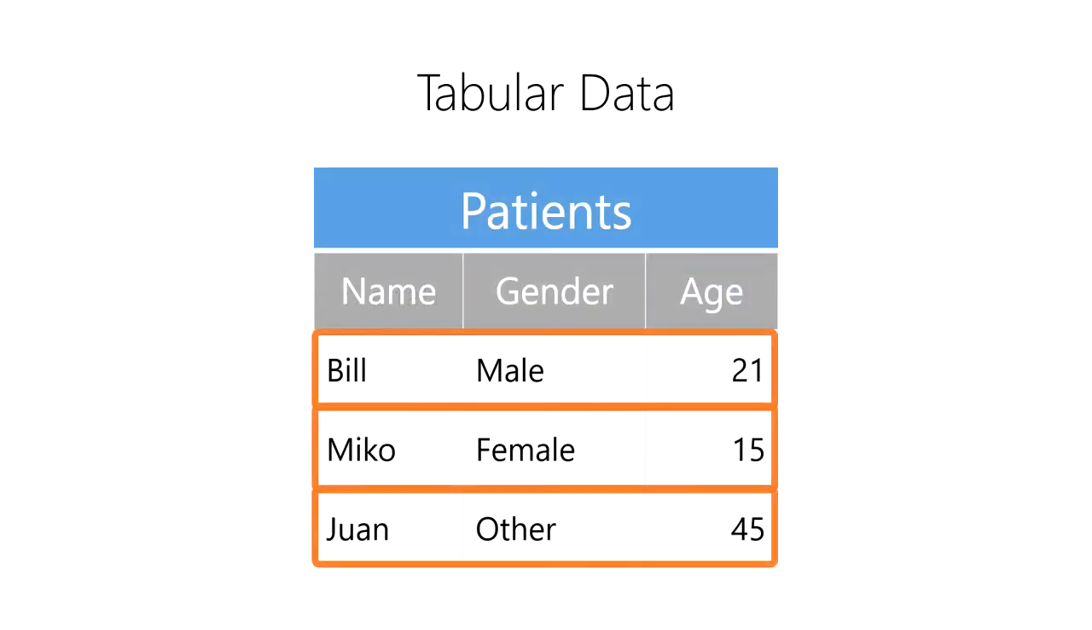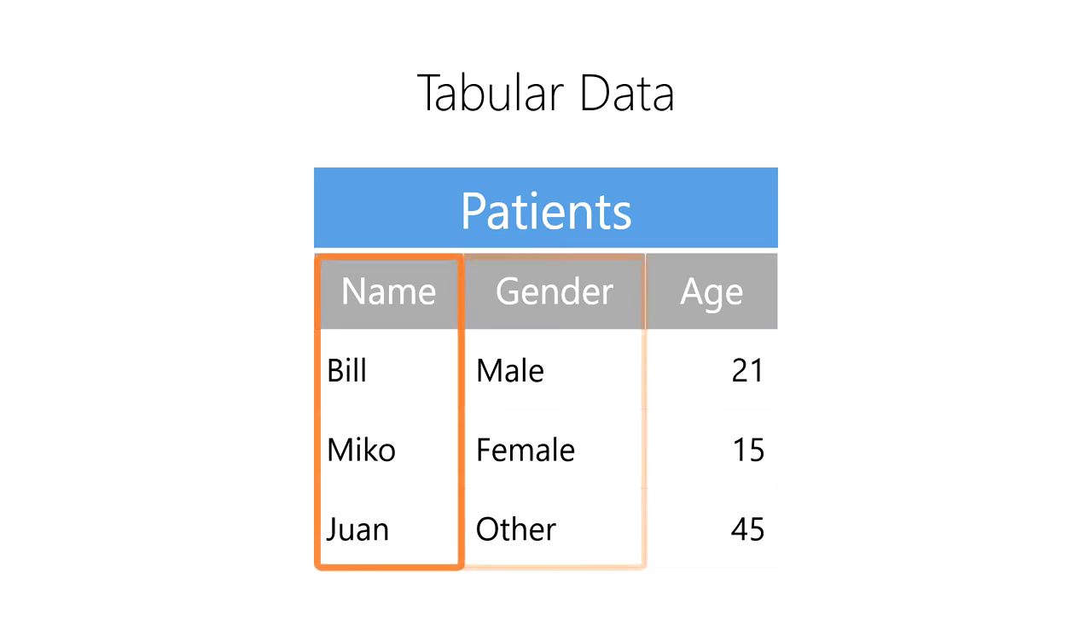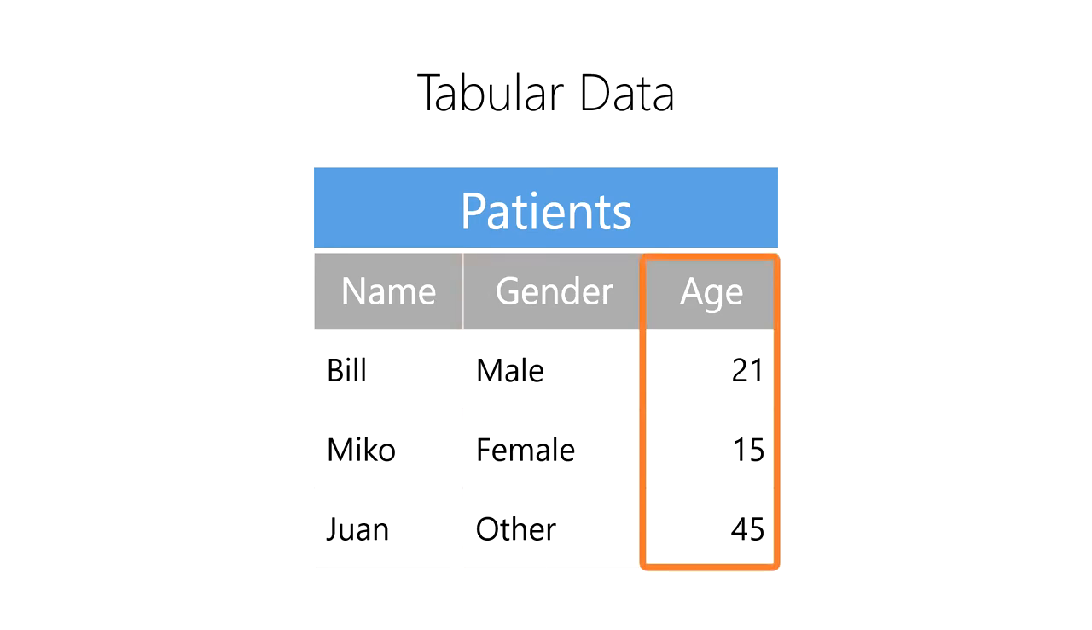We'd have a set of rows, one for each patient, and a set of columns, one for each attribute of the patient. Each element of data in a column must be the same data type. For example, all of the names must be character strings, all of the genders must be an enumeration of male, female, or other genders, all of the ages must be integers, and so on. However, each row contains elements of various data types. For example, the name Bill is a character string, the gender male is an enumeration, and the age 21 is an integer. As we can see, each column contains only a single data type. However, each row can contain multiple data types.